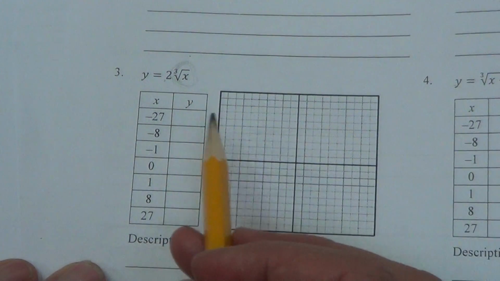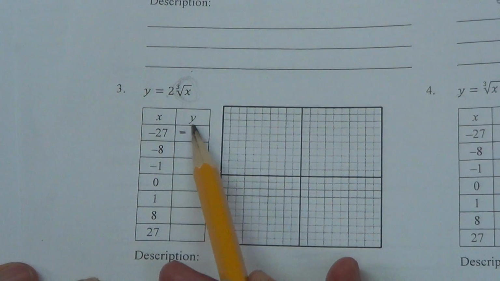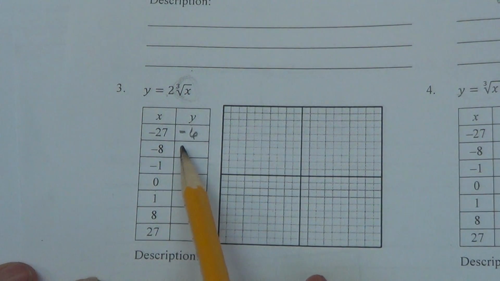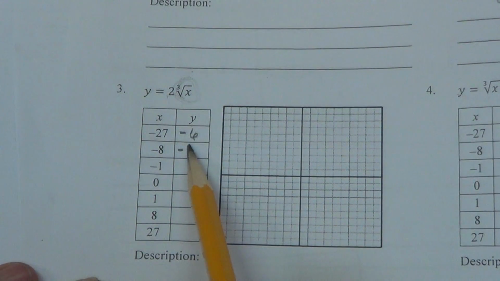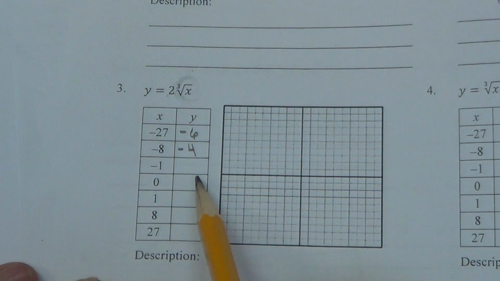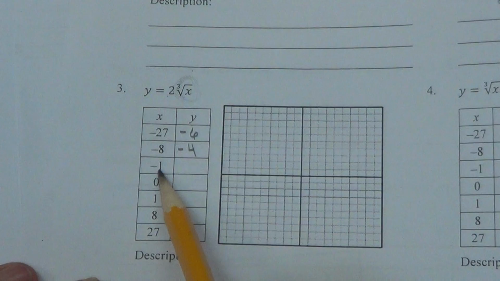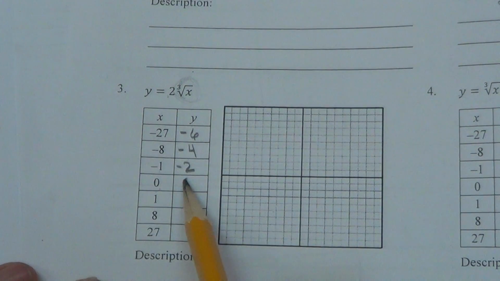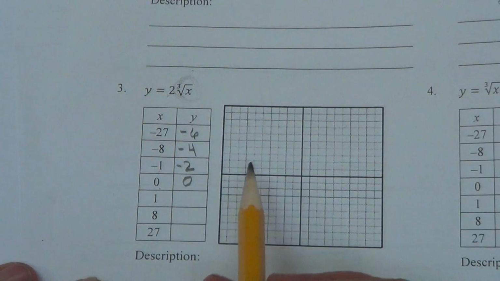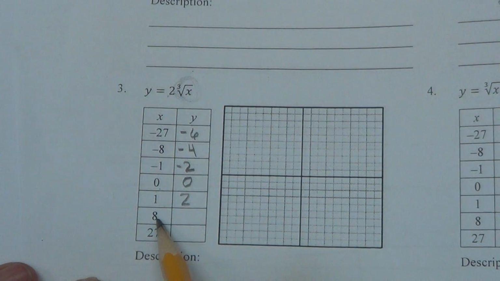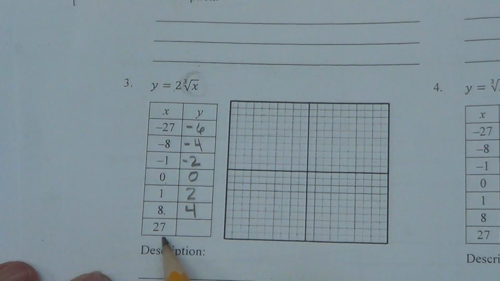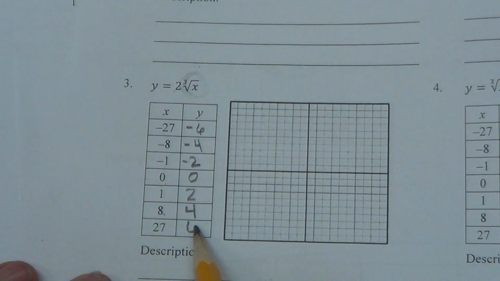So we take the first value, -3, multiplied by 2 would be a -6. Second value from your parent function up above is -2. Multiply it by 2, it would be -4. Third value, or the cube root of -1, is -1 times 2 is -2. Cube root of 0 is 0 times 2 is 0. Cube root of 1 is 1 times 2 is 2. Cube root of 8 is 2. Multiplied by 2 is 4. Cube root of 27 is 3. Multiplied by 2 is 6.